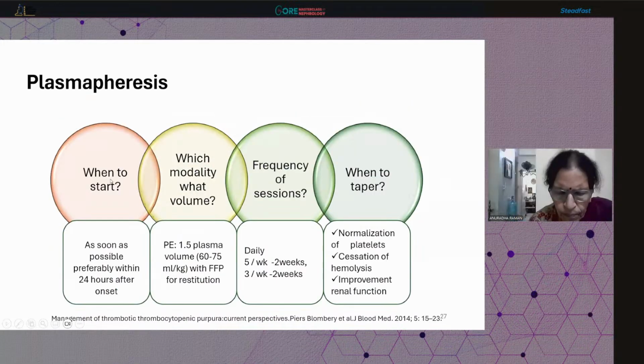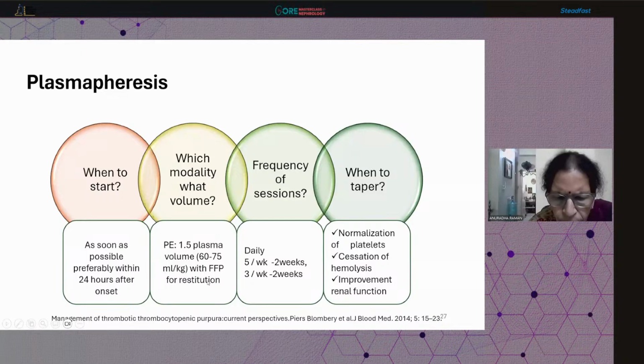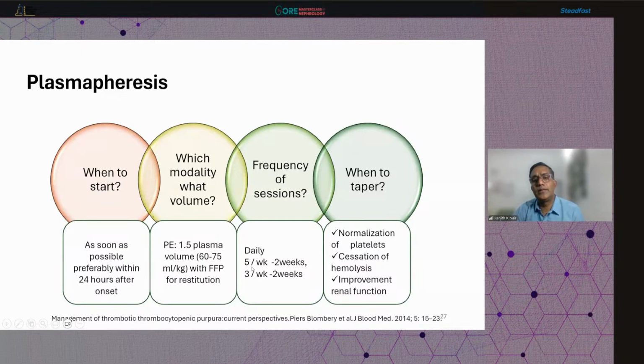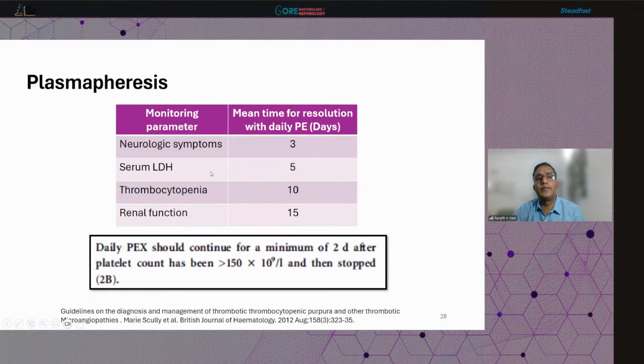So plasma pheresis, when do we start? As soon as possible, preferably within 24 hours. 1.5 times plasma volume with FFP for replacement, daily, then 5 per week for 2 weeks, and thrice weekly for 2 weeks. When to taper? Normalization of platelets, cessation of hemolysis, improvement of renal function. What do you monitor? Neurological symptoms should resolve within 3 days. LDH should come down by day 5, thrombocytopenia in another 10 days, and the renal function should improve in 15 days.